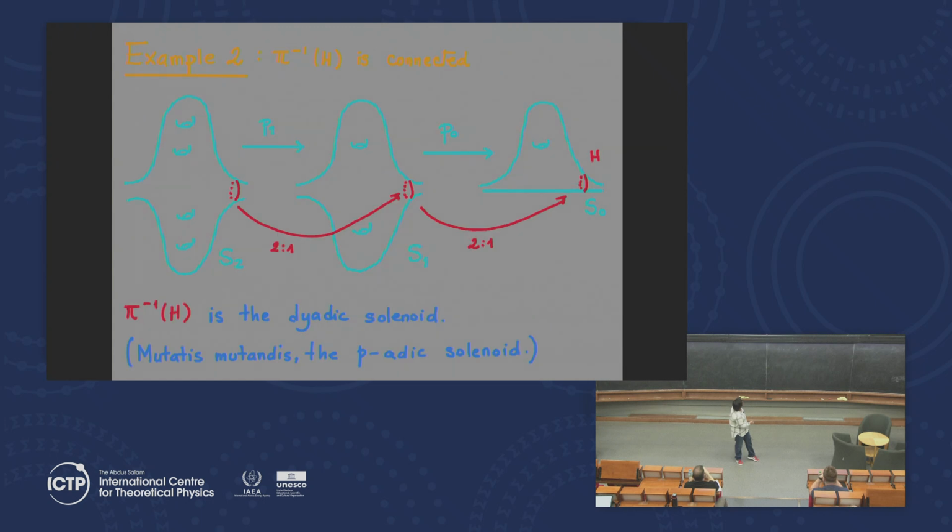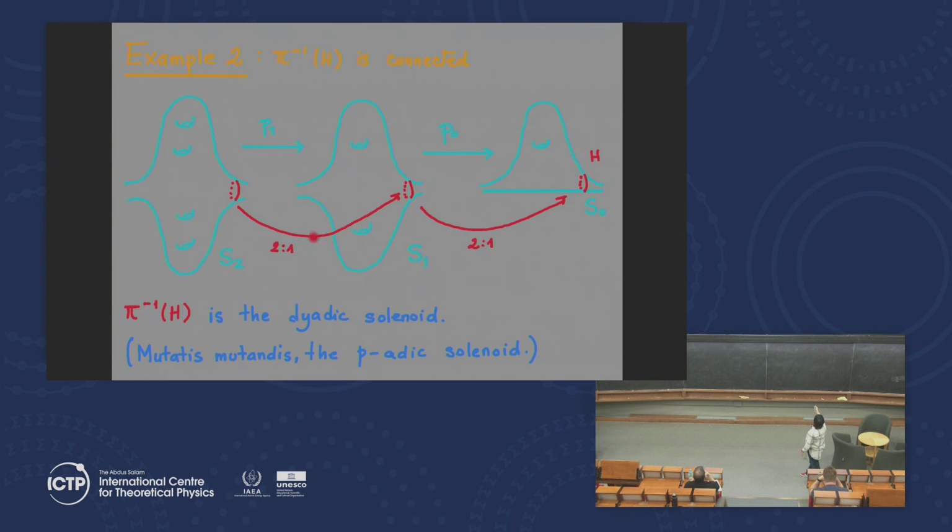So you can do simpler examples. This one, for instance, is an example where you have one closed horocycle in the surface on the base, and what you see above is only one solenoid, okay? So this is the tower of coverings.